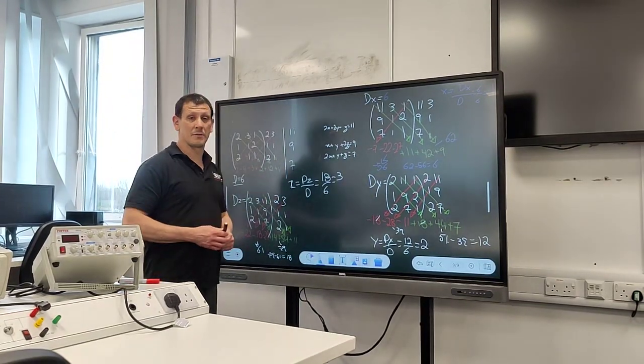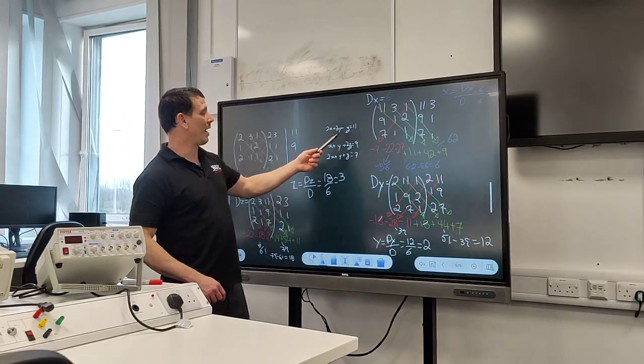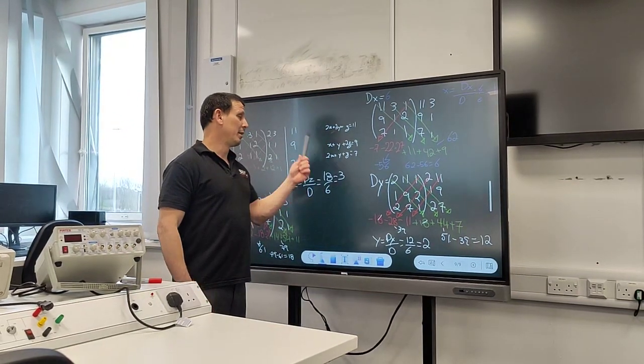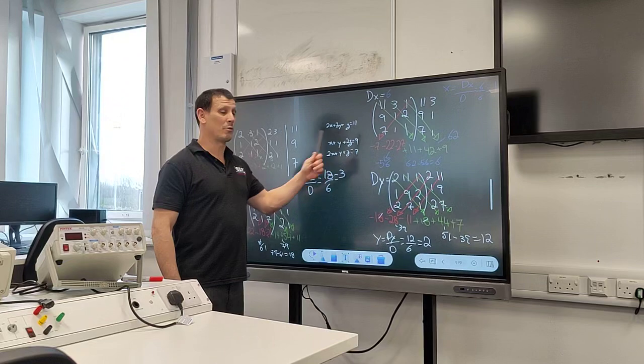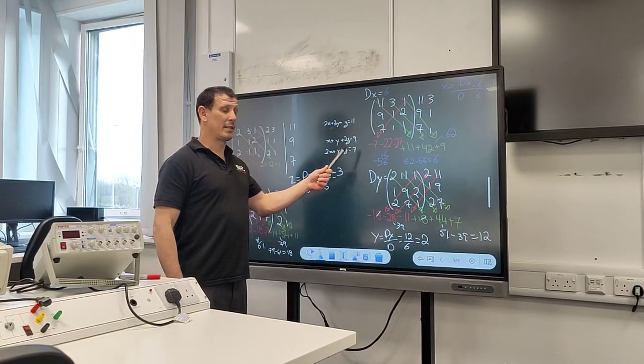The first thing is we're going to look at the three equations. You have 2x plus 3y plus z equals 11. The other one is x plus y plus 2z equals 9. And the third one is 2x plus y plus z equals 7.